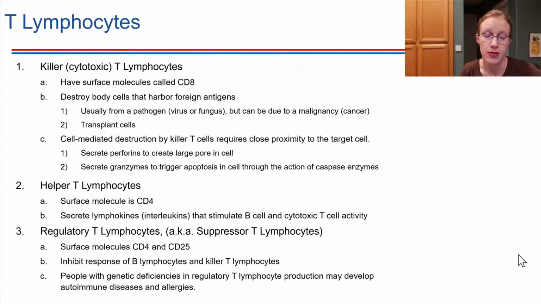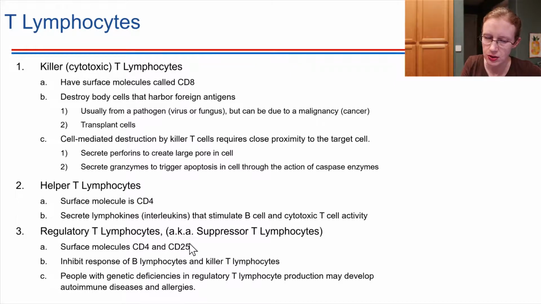There is some indication that deficiencies in regulatory T lymphocytes can actually lead to development of allergies and autoimmune conditions. So it's thought, again, that these are important for helping to keep all the other players regulated, not overreacting. So we've mentioned all of these T lymphocytes. They all have special surface molecules. Those surface molecules are what allow binding and recognition to happen, which ultimately is what activates these cells.